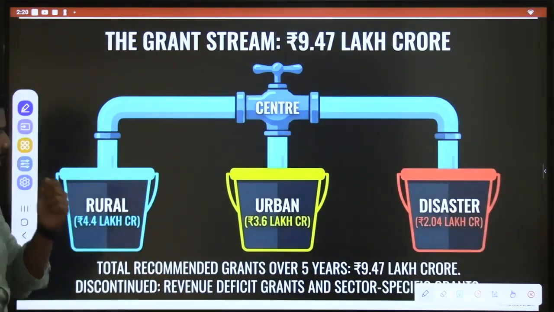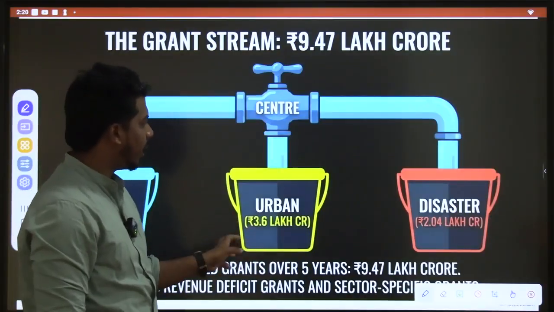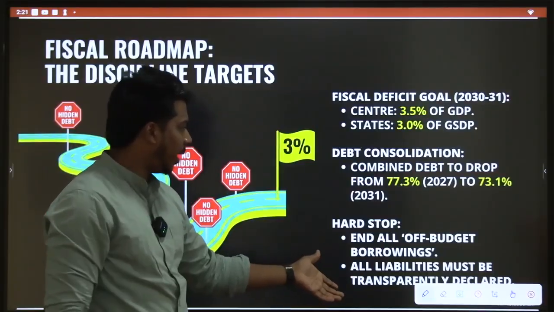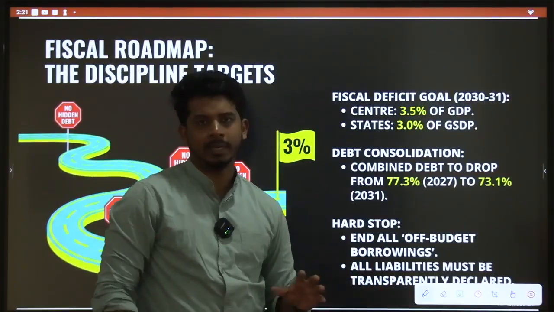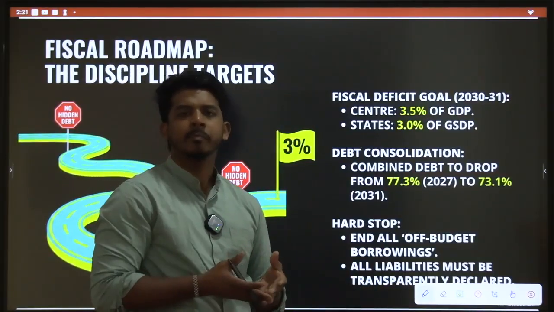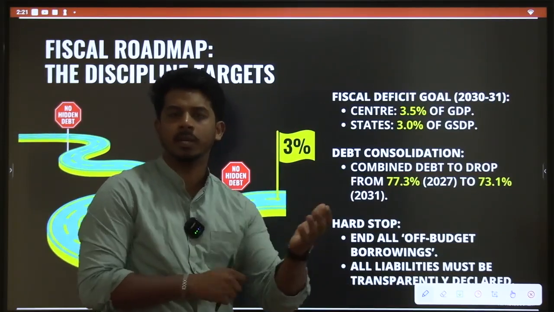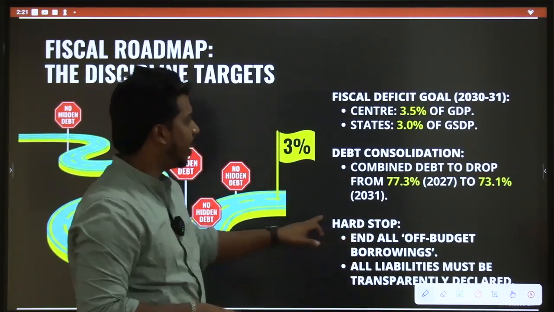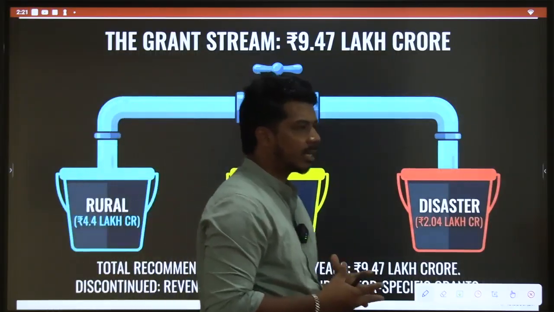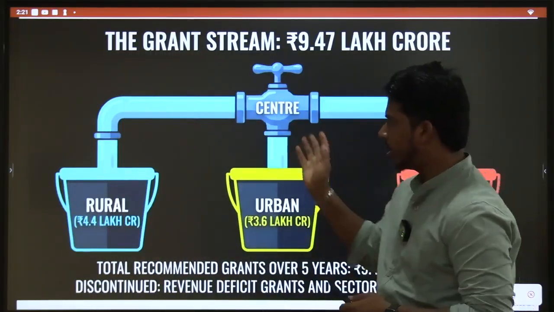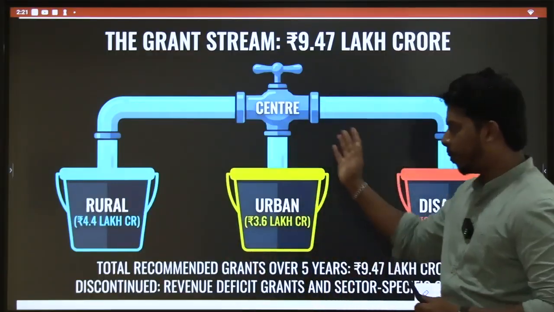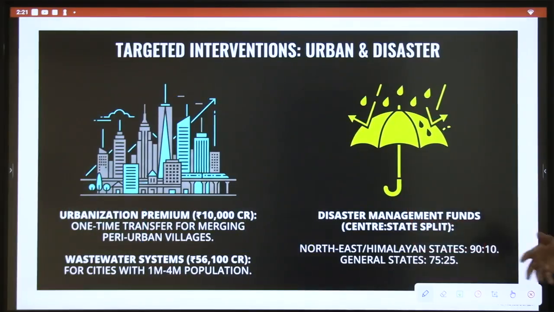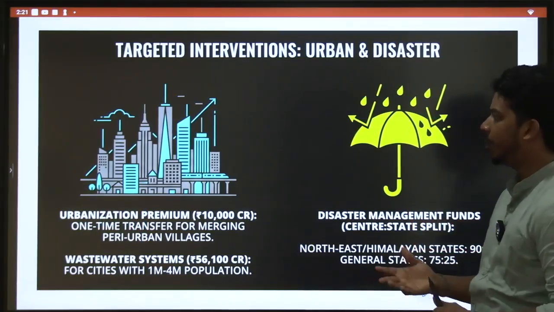So it is suggesting to the states to end these off budget borrowings, and all liabilities must be transparently declared. Whatever loans you are taking, please declare them transparently. Don't hide it. Don't use other agencies as a cover. Be transparent. There are various conditions for various kinds of transfers: rural local bodies, urban local bodies, disaster funds, etc. There are various conditions for all of this.